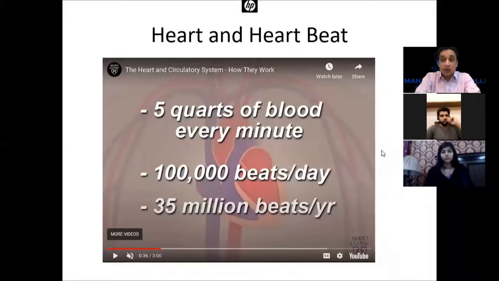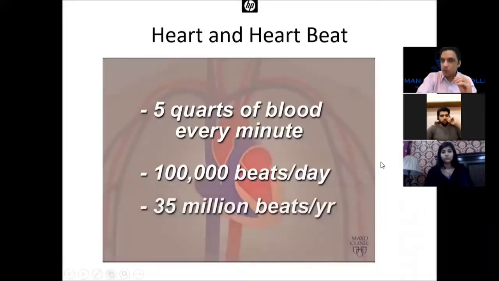So the heart never stops working. It keeps on working. Since you were born, it continues working. It cannot take rest. It keeps on working.